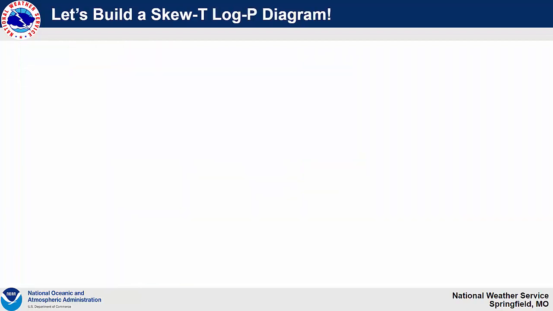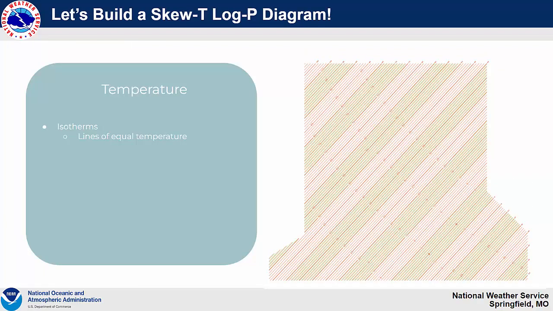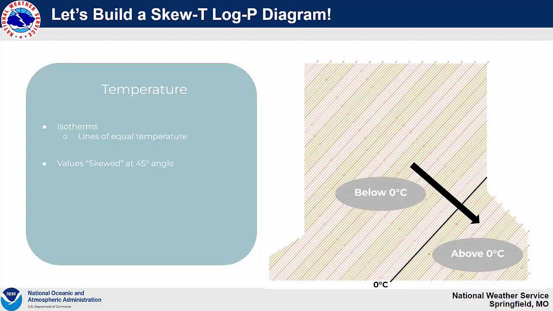So let's build a Skew-T log P diagram. The first thing we'll look at is the isotherms, which are lines of equal temperature. So each of the lines you see here represents equal temperature. For example, here is the 0 degrees Celsius line, or the freezing line. So anything that is on this line represents 0 degrees Celsius. And the temperatures are going to increase from the top left corner of the diagram to the bottom right corner. So everything to the left of the 0 degrees Celsius line is below freezing, and everything to the right is above freezing. You'll also notice that the values are skewed at a 45-degree angle, and this is where the term Skew-T comes from in the Skew-T log P diagram.